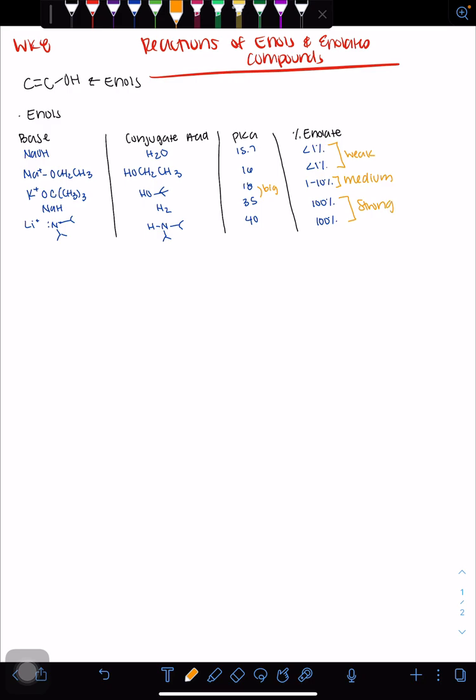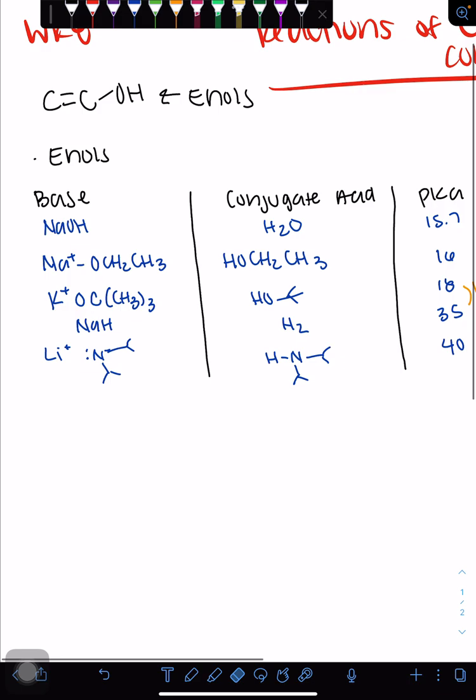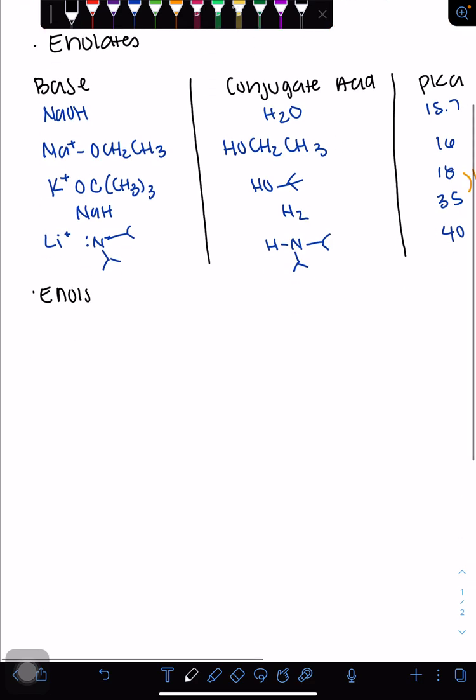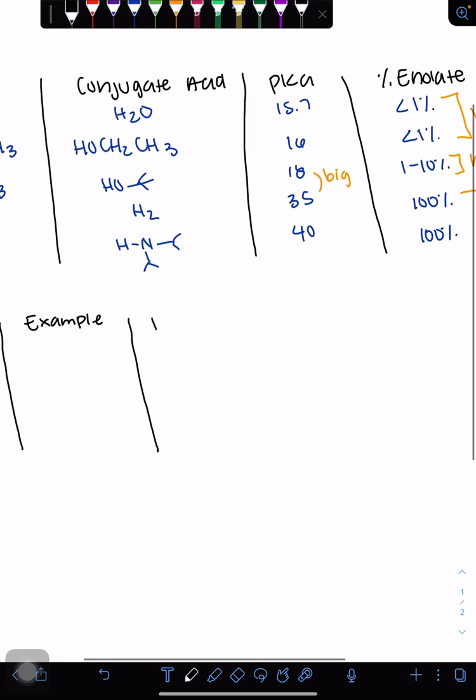Now, if we looked at the enols table. Oh, wait, this is enolates. My bad. This is enols. This time we're going to have a compound, an example of the compound, and the pKa.